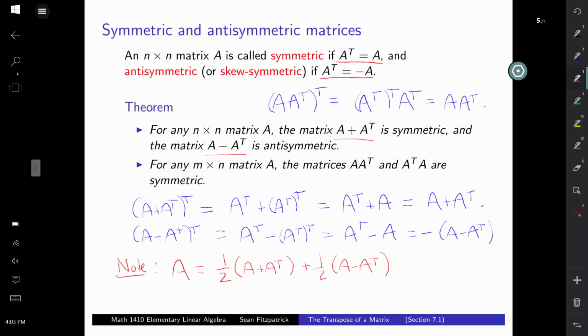All right, that's it for the transpose. In the next video, we will talk about trace.